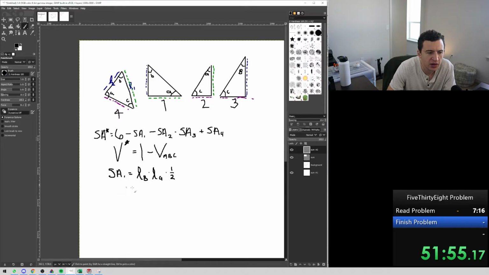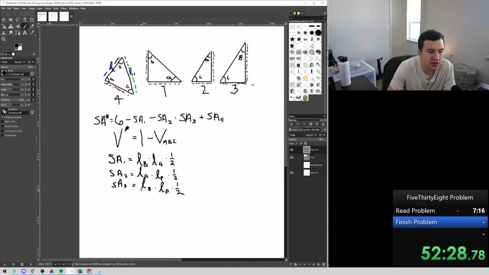And then this will extend for SA2 equals L green times L purple times 1/2. SA3 equals L blue times L purple times 1/2. Cool. SA4 is spicy.